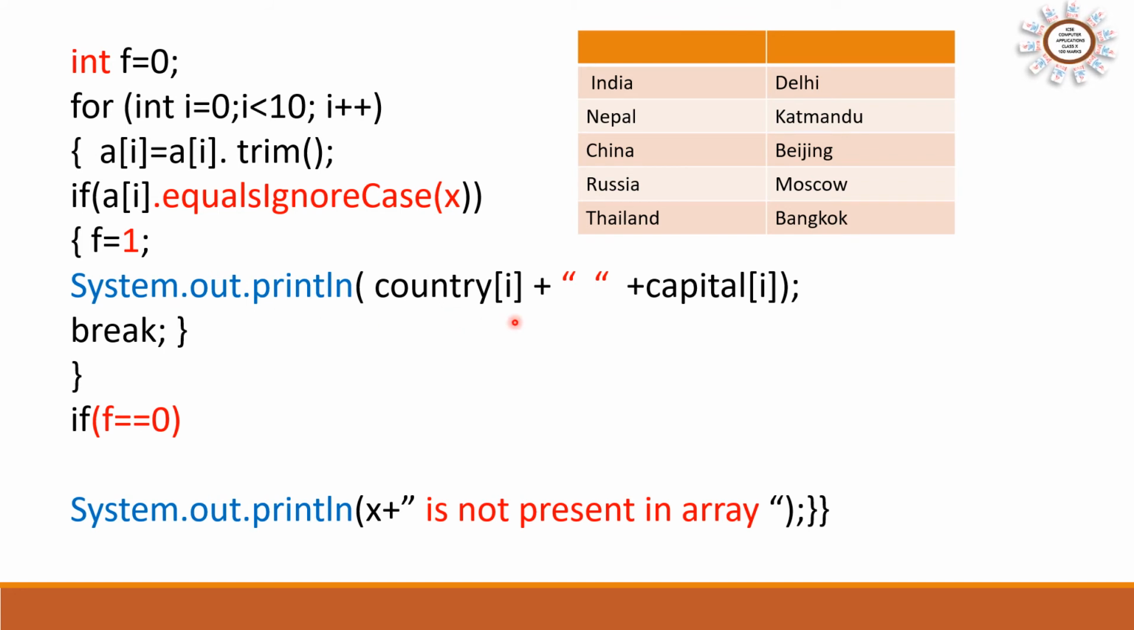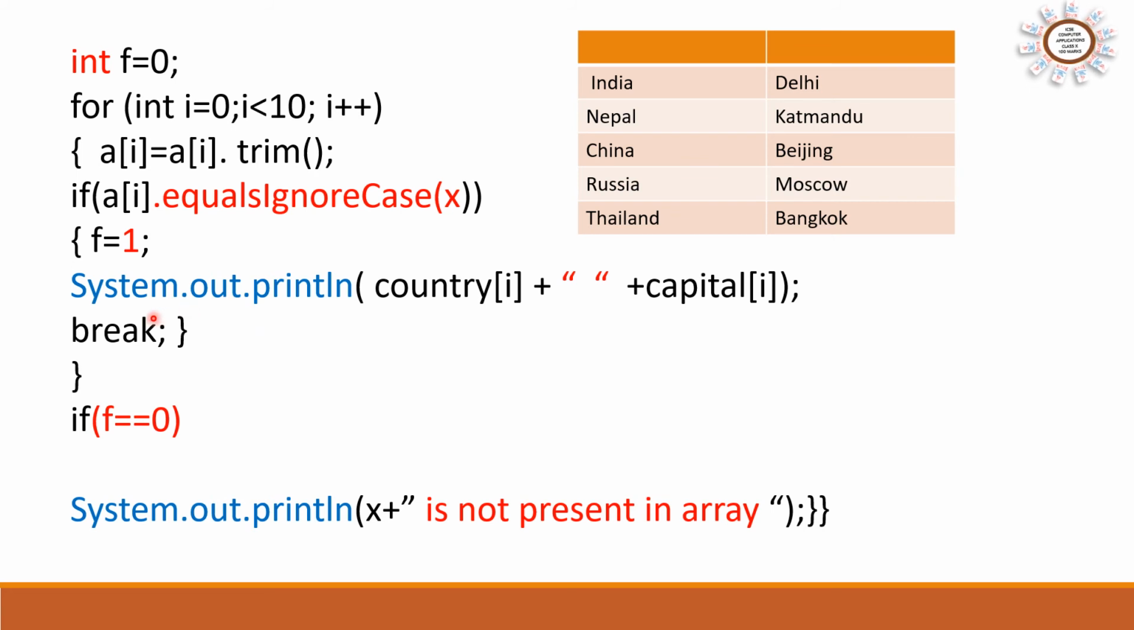And here we can print System.out.println the country[i], the particular country, and the capital. So print the country. For example, if India is there, India and Delhi will be printed. And then we can stop the checking. So break it here. So the if is closing here, and then close the for loop also. After that we can say if f is equal to 0. If f is remaining 0 till the end, that means the country is not present in the array.